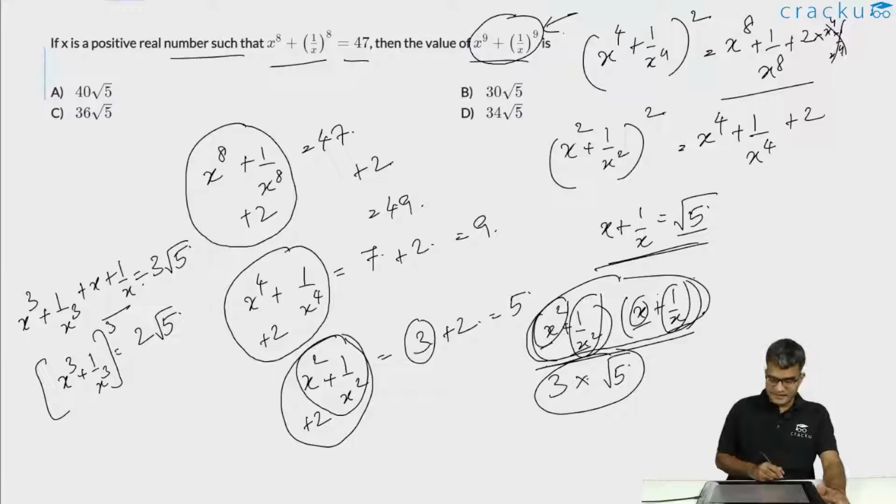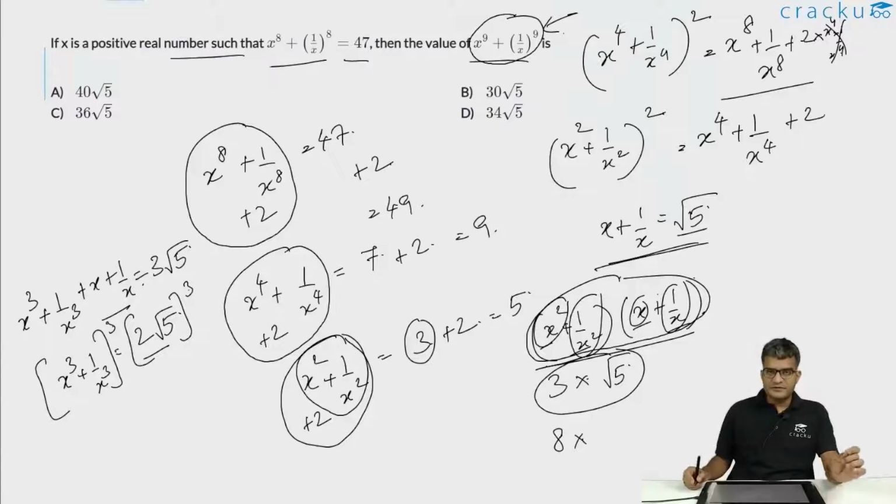If you are cubing this, the right hand side will also be cubed, and that will be equal to 8, which is 2 cube, into square root of 5 whole cube, which is 5 root 5. So the right hand side is equal to 40 root 5. What is the left hand side?